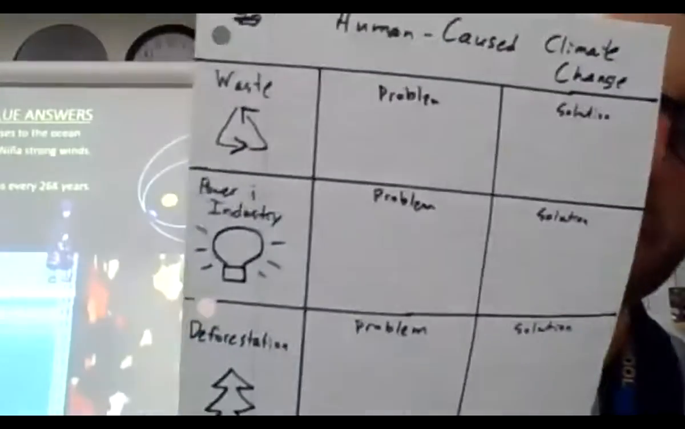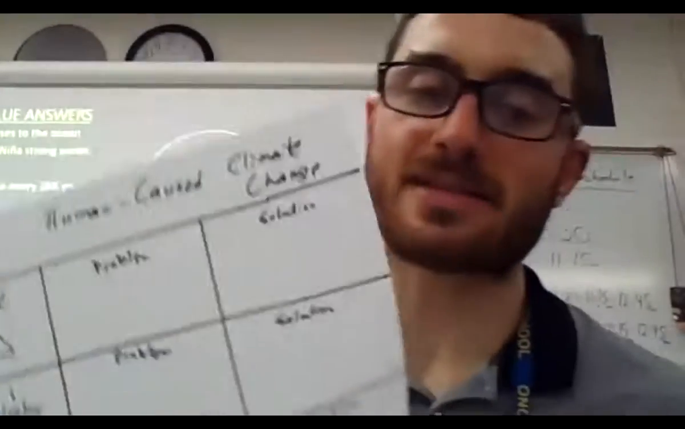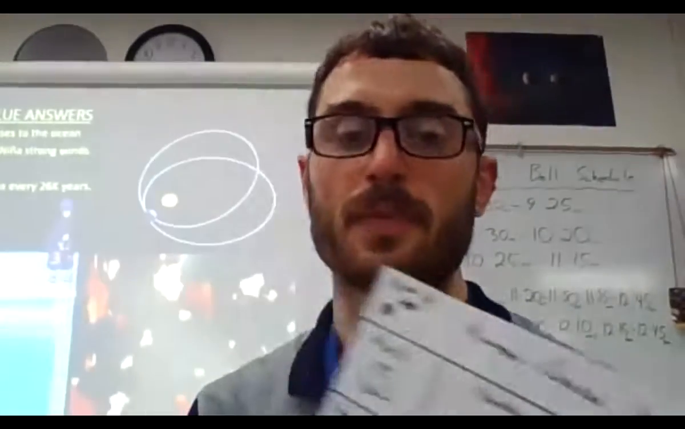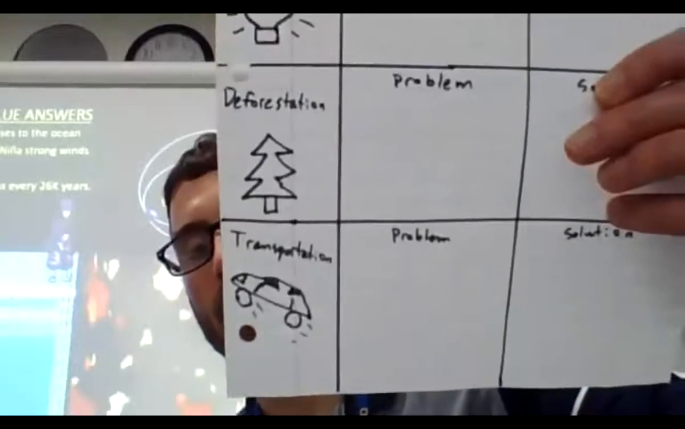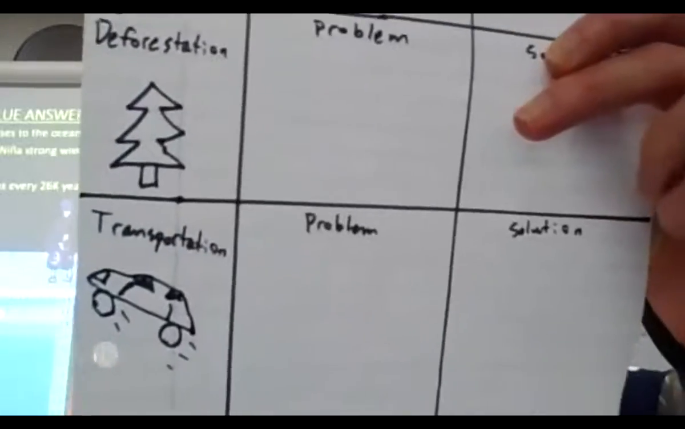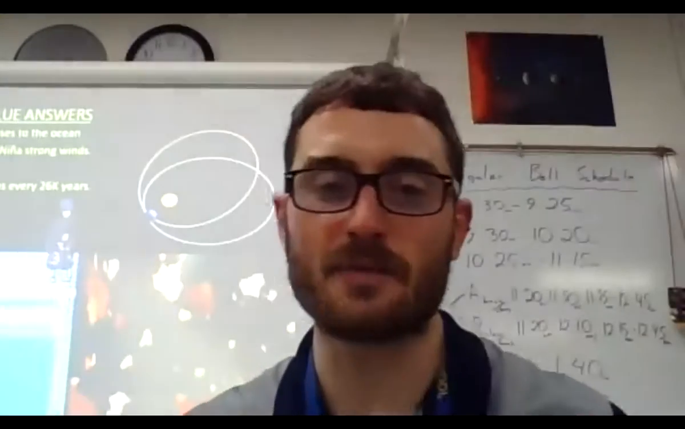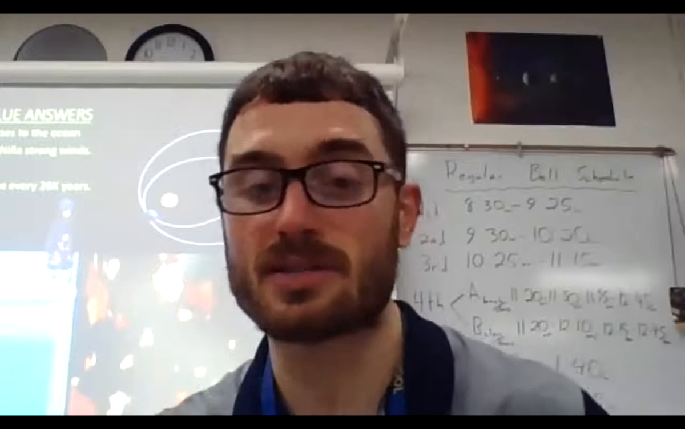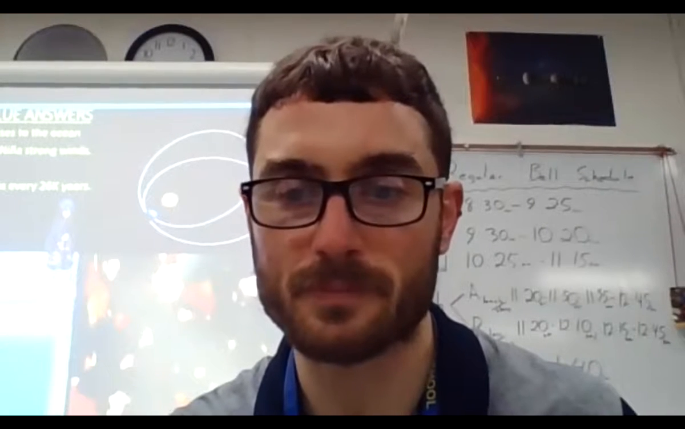And then power and industry, we got into how gas and fossil fuels are the main use of energy. We need more reliable, renewable, and cleaner sources of energy like wind, water, and solar, which is the sun, right? So we're going to go ahead and do the bottom 2 today. So we're going to talk about deforestation. Obviously, deforestation is when we cut down trees. So let's go ahead and take a look at our problem with that.